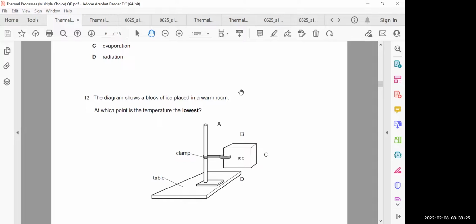The diagram shows a block of ice placed in a warm room. At which point is the temperature the lowest? Question number 12, children. At which point is the temperature lowest? Ice cube is there. At A, at B, at C, and D. Ice particles make the cold particles settle down, the cold particles settle down.